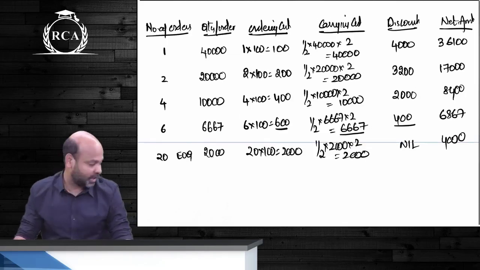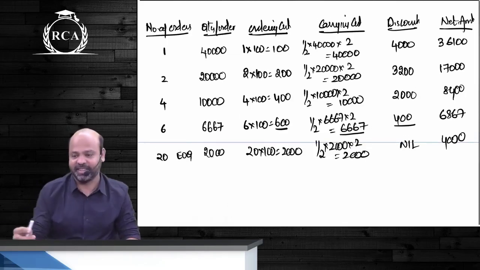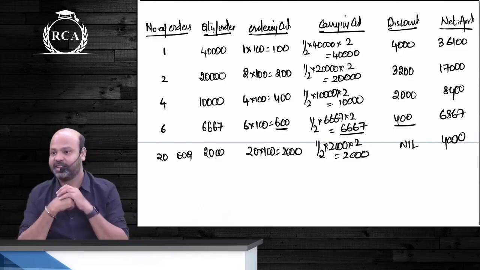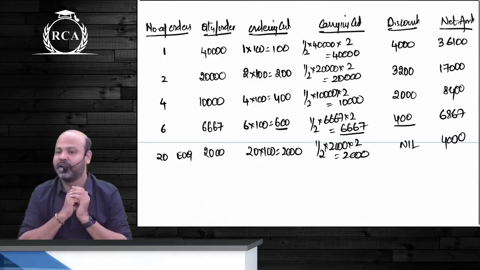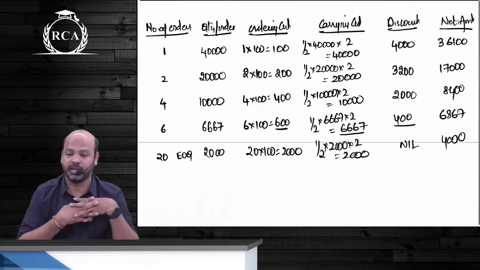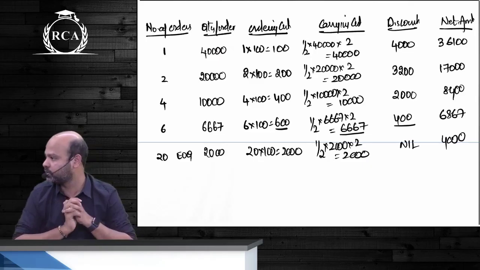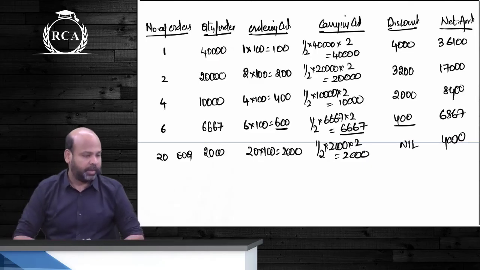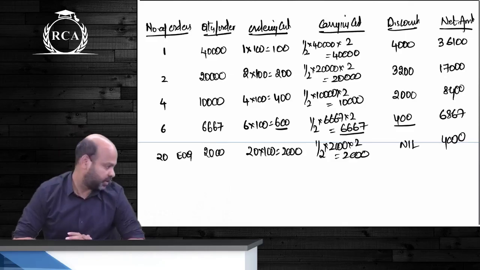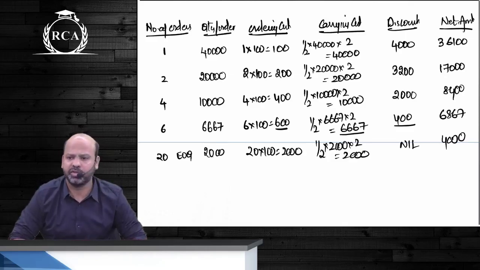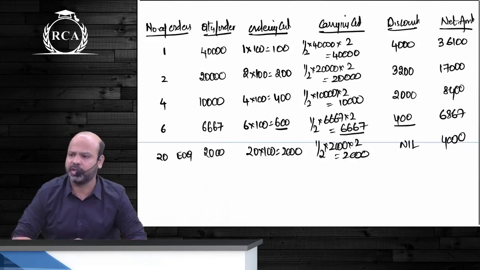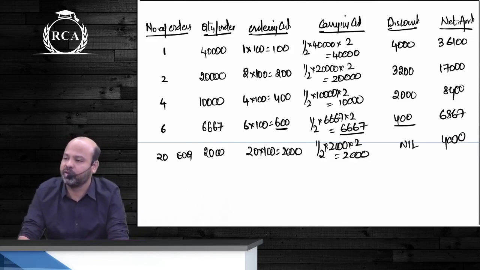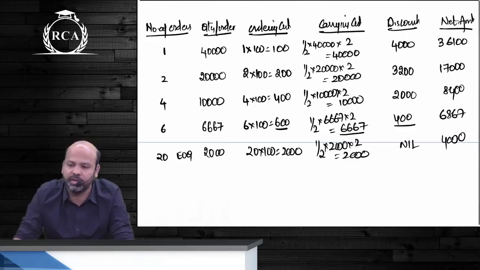The net amount, guys, is 6,867. Are we all clear about this? Now write the conclusion: the company should be placing an order for 2,000 kgs every time.